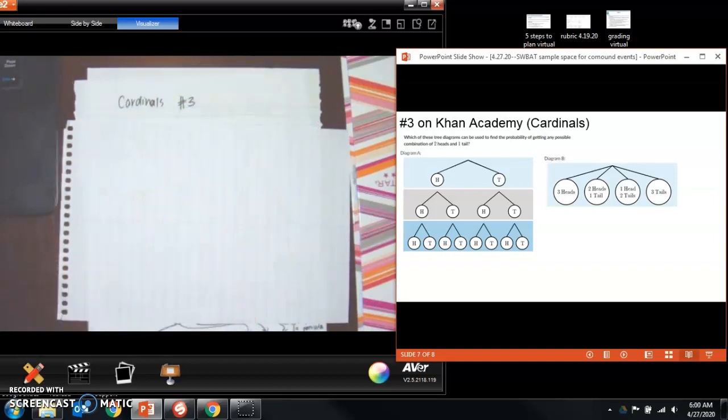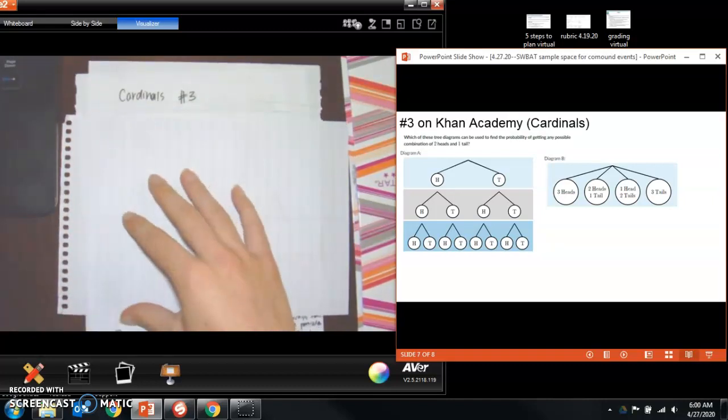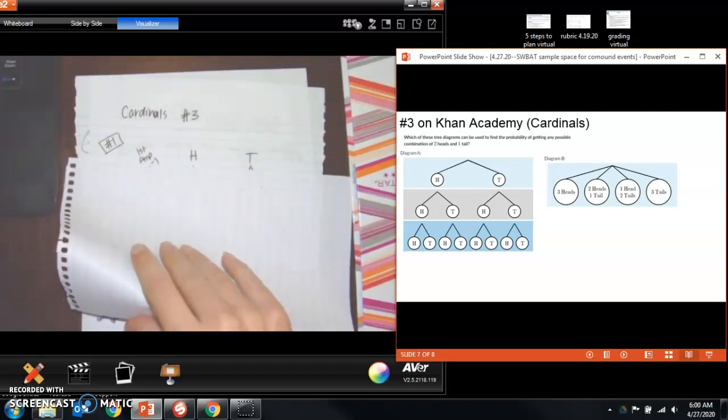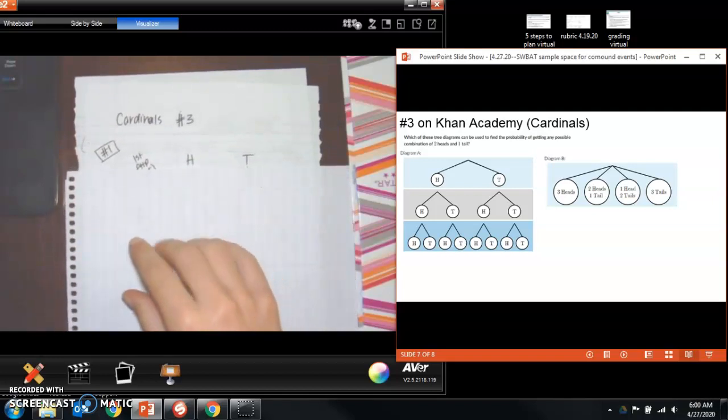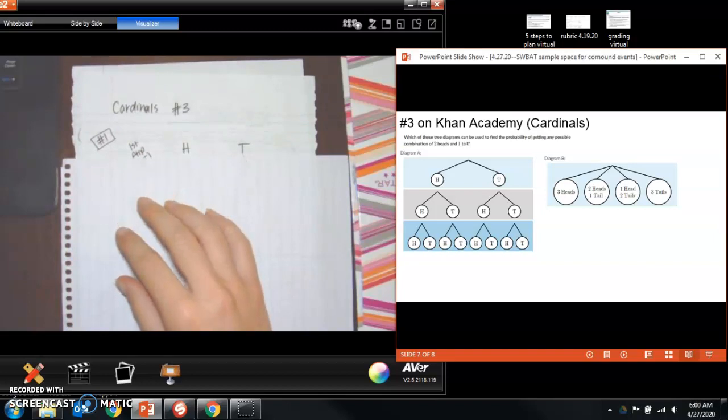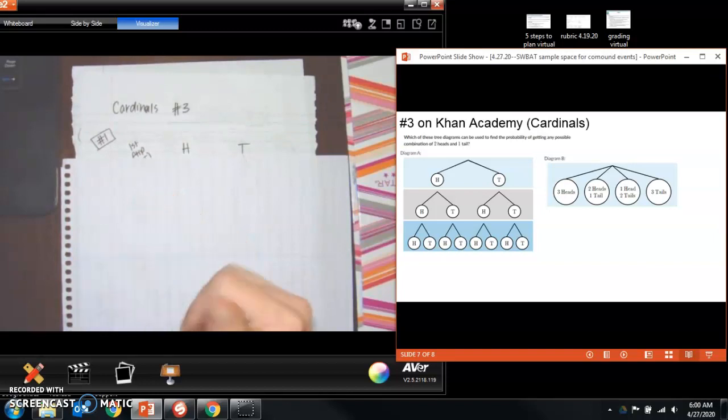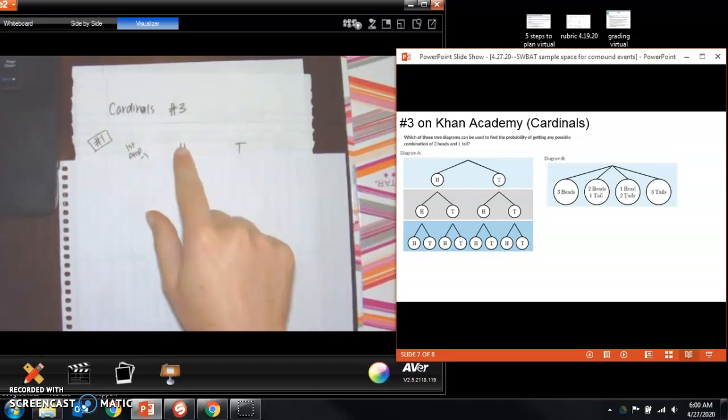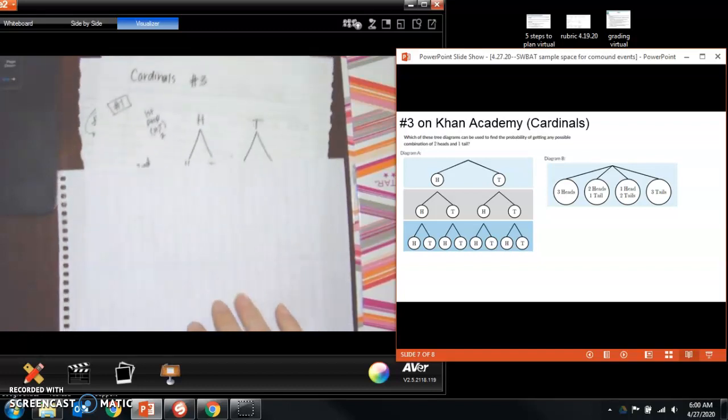Okay, number 3. Number 3 says, which of these tree diagrams can be used to find the probability of getting any possible combination of 2 heads and 1 tails? So the first thing I need to do is create my tree diagram. So I start with my first event. I can, in the first flip of my coin, flip a heads or a tails. So that's my first event.